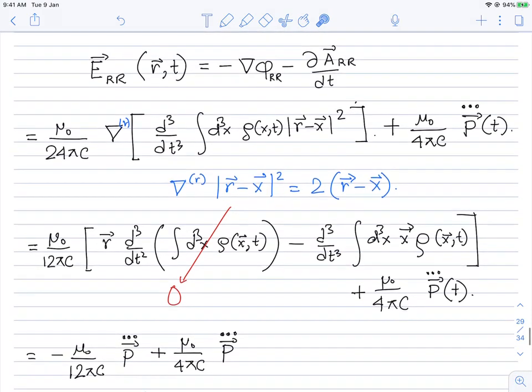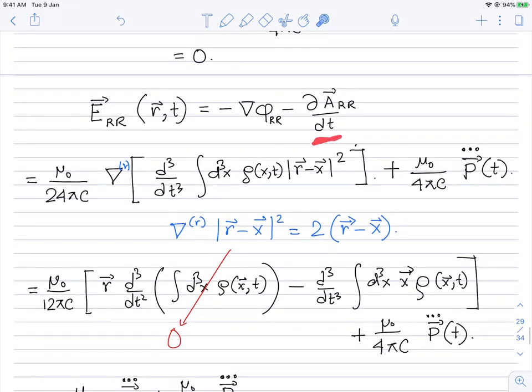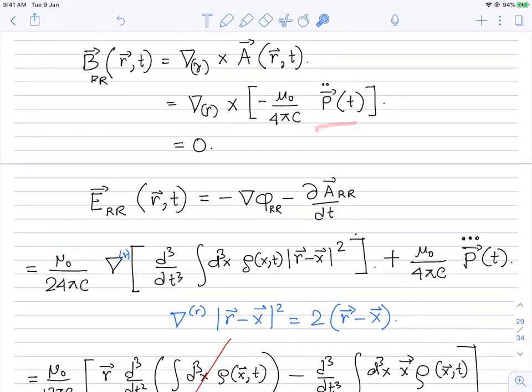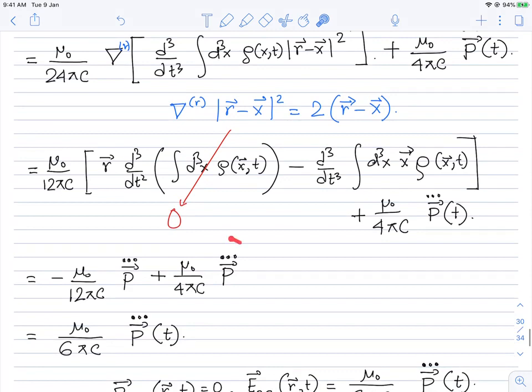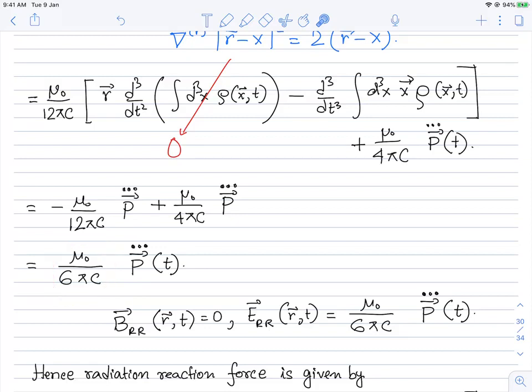But we also know that the electric field has a term which goes as the time derivative of the vector potential, and the vector potential is non-zero. It's a function of time. So if we take another time derivative, then we'll also get another third derivative of the dipole moment, because the vector potential itself was the second derivative of the dipole moment, right? So you see both these terms are essentially identical with different factors in the denominator, and if you add those factors, you will see that this factor of 6 just comes out. When this factor mu naught by 6 pi c comes about, then you know that you are mostly on the right track. Maybe you have also got the factors right.